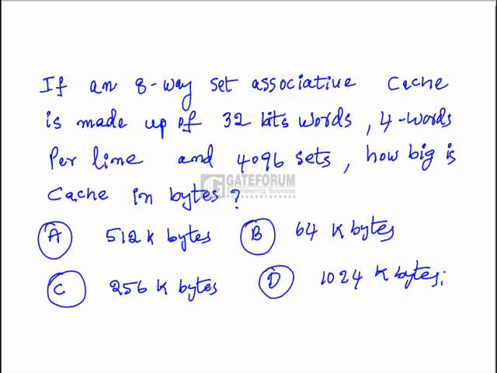An 8-way set associative cache is made up of 32-bit words.